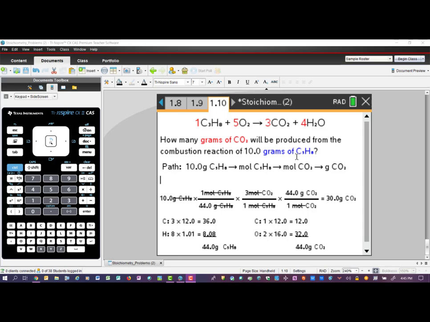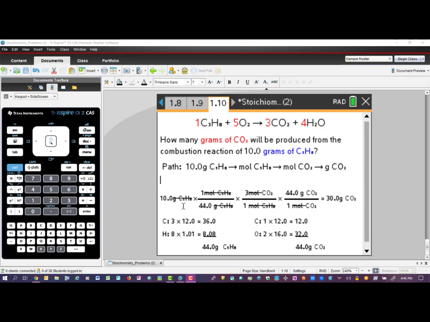Okay, so the path I'm giving you as your hint, okay, what was given to us was this 10 grams of propane. So I start out with 10 grams of propane. I have to get over to carbon dioxide at some point. So going from propane to carbon dioxide, from one side to the other, I have to do it through a mole to mole ratio. So that means I've got to get these grams of propane to moles of propane. Then I can go from moles of propane to moles of carbon dioxide and then convert that to grams. So that's kind of the path I've laid out here.